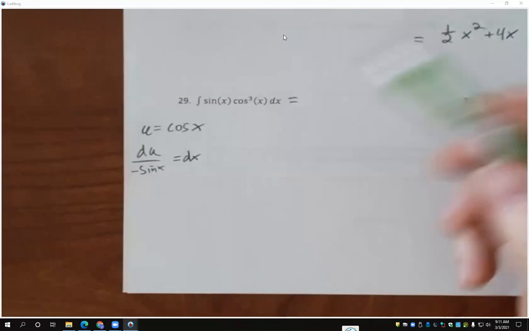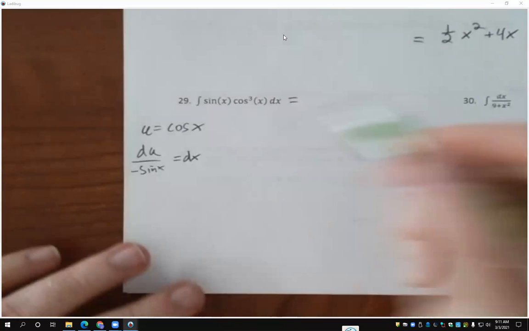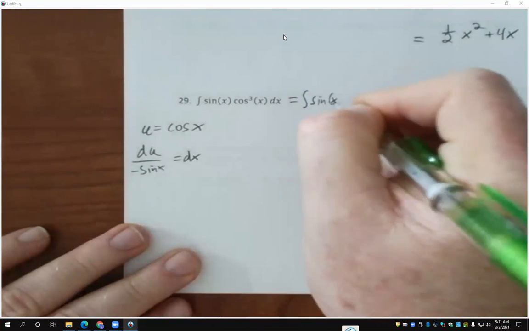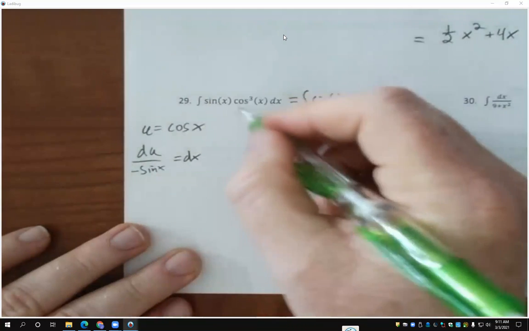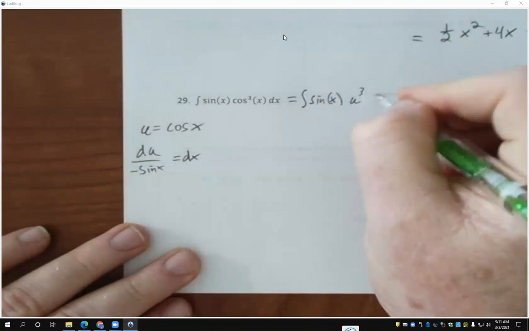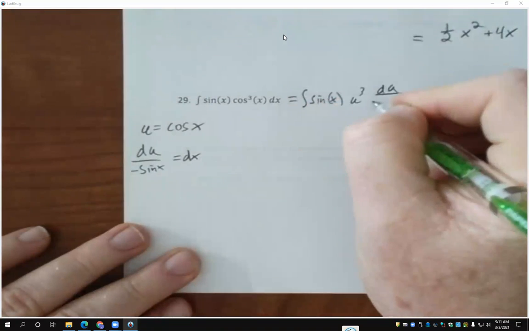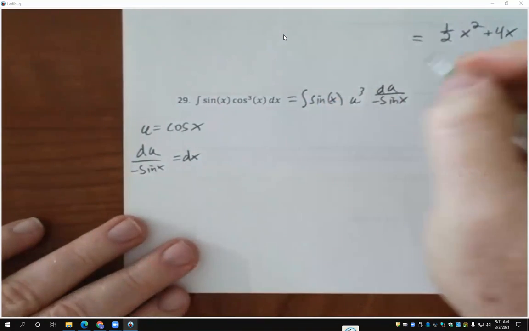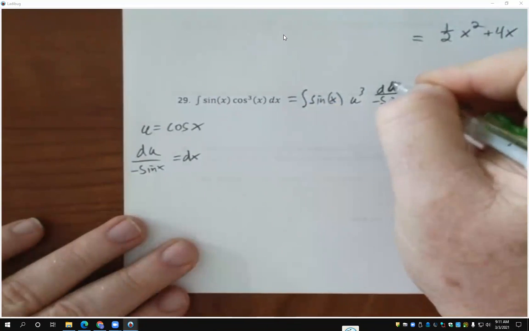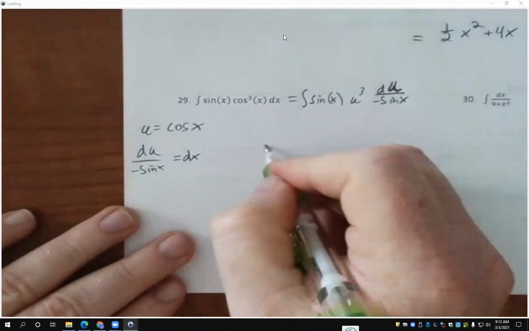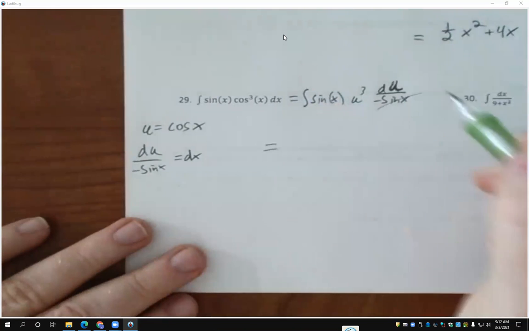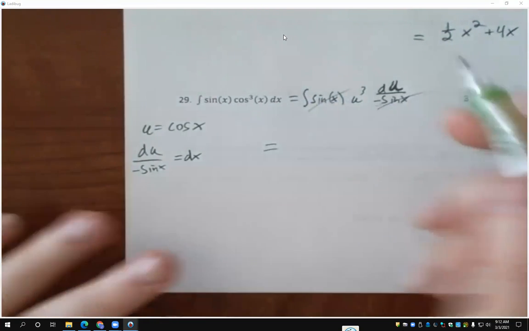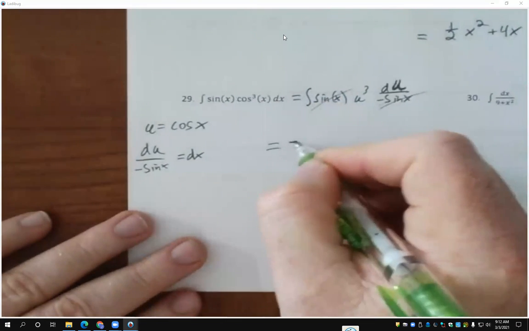And then we're going to go back over here and substitute. We have the integral sine x. And then this just becomes u cubed. And then du over negative sine x. Okay, the signs cancel. And I have this negative. I'm going to pull the negative out.